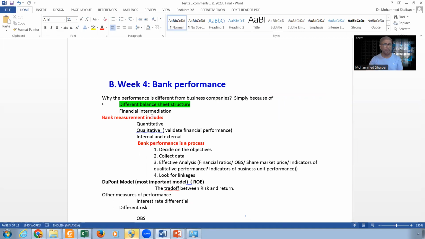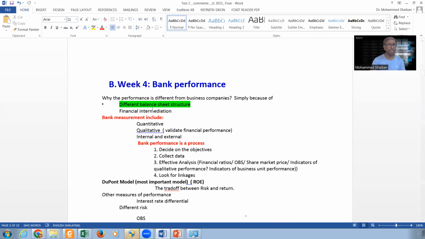Therefore, when we calculate the financial ratios, like the leverage ratio and the other ratios, we will find differences. When we calculate the ROA, the leverage ratio, the leverage multiplier, all of these things are different. This is why we have to take the differences into consideration. So please understand how we can calculate this.